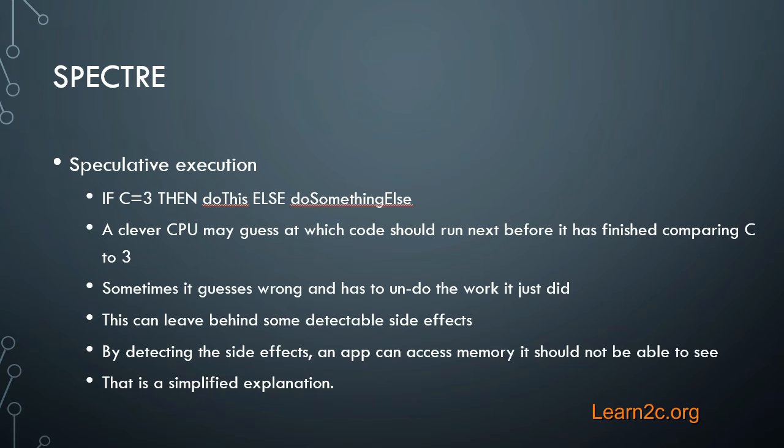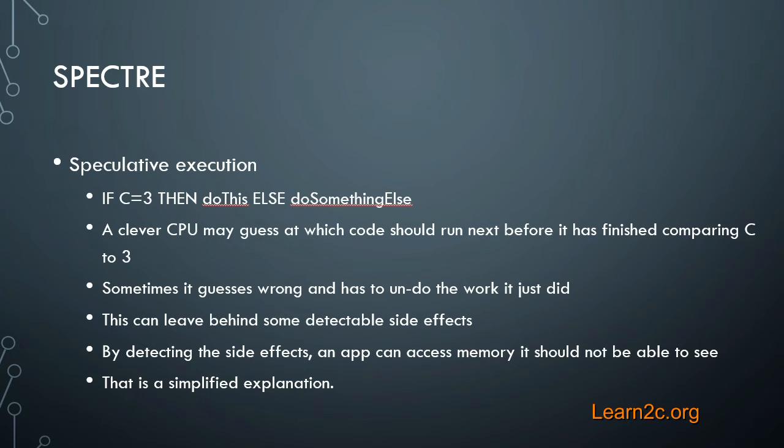SPECTRE takes advantage of a technique that CPUs use called speculative execution. What that means is when we have code that does a conditional test, such as this idea of a statement here, if C equals 3, then do this, else do something else, the CPU may start executing the code of either the then part or the else part before it knows whether C is equal to 3 or not. What it has done is it actually makes a guess, and it can often do a pretty good job of guessing which way this is going to go.